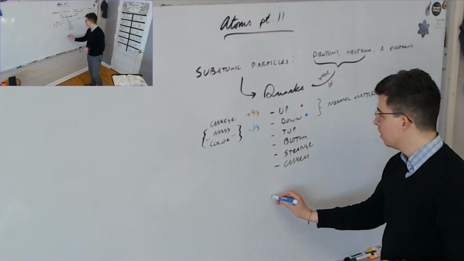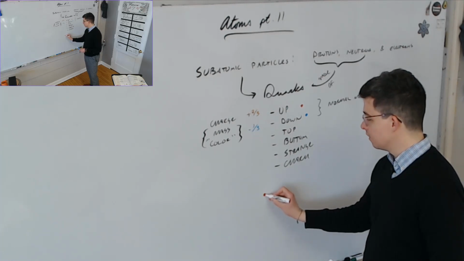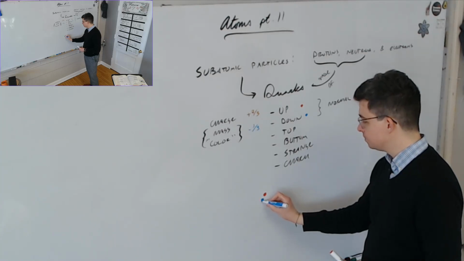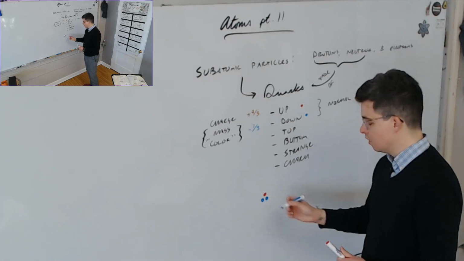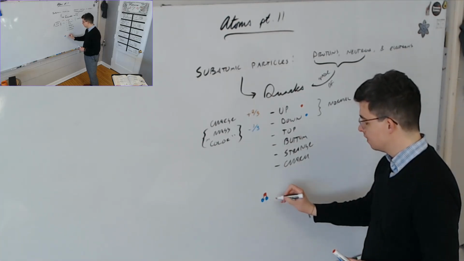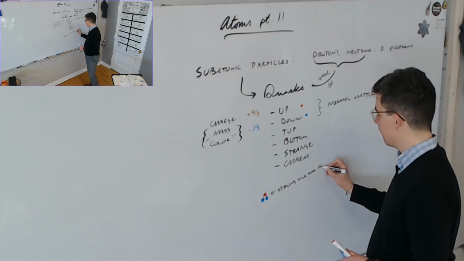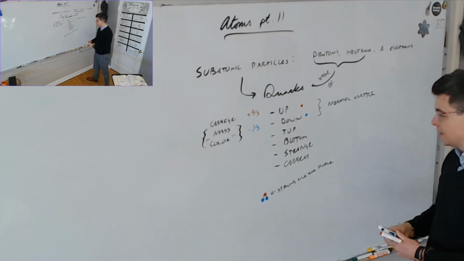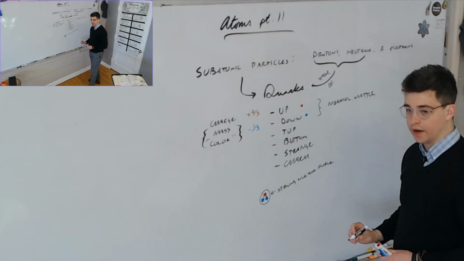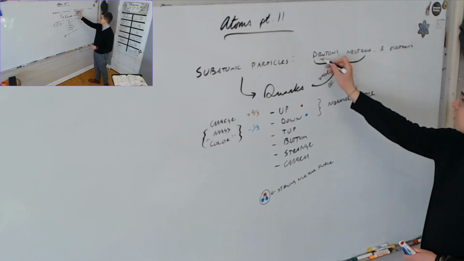So if I had in my subatomic particle here 1 up quark and 2 down quarks, which are held together, by the way, by what? The strong nuclear force. They're held together by the strong nuclear force. And this is going to form one of what 2 things? It's going to be either a proton or a neutron.